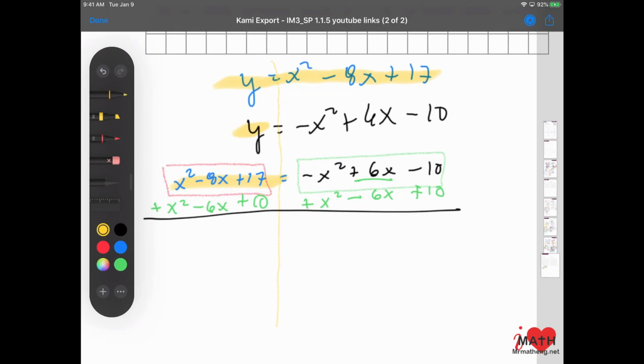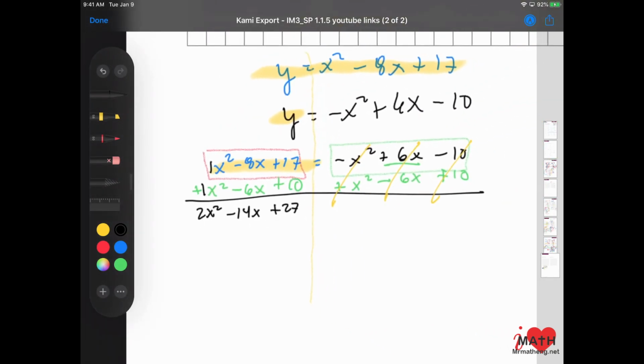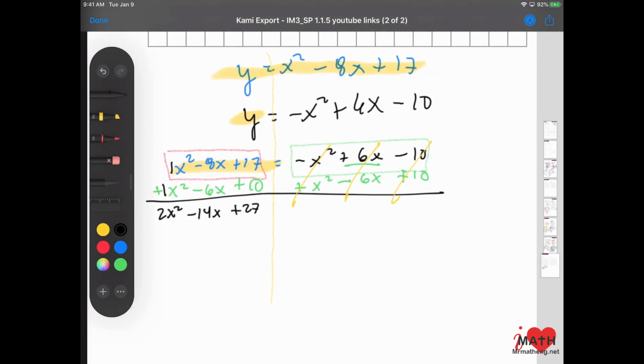So you notice over here, negative 1 plus 1 gives you 0. 6 minus 6 is 0. Negative 10 plus 10 is 0. Okay. So I have a 1 and a 1 here, so this will give us 2x squared minus 14x plus 27. So let's review what we did here. We did the substitution method. And what we need to do next is solve for x.